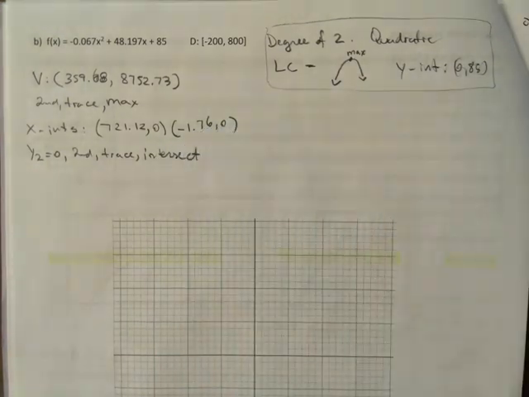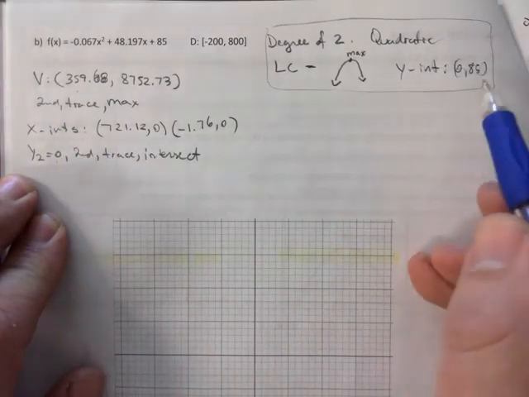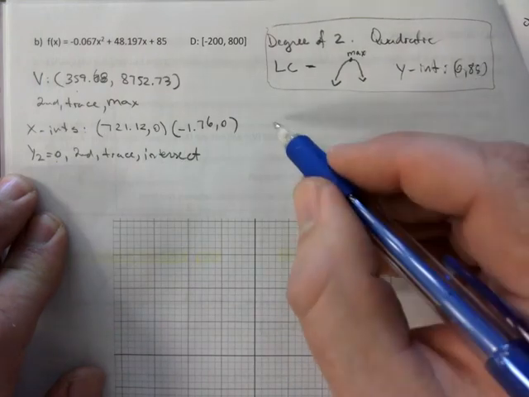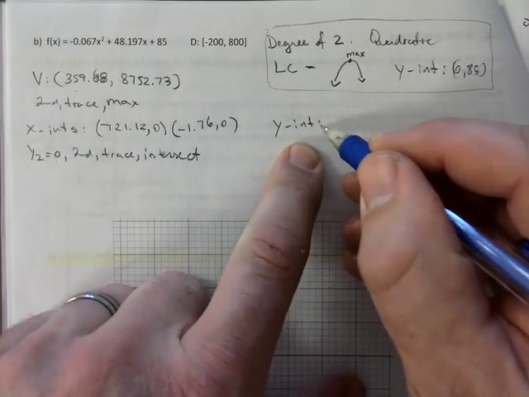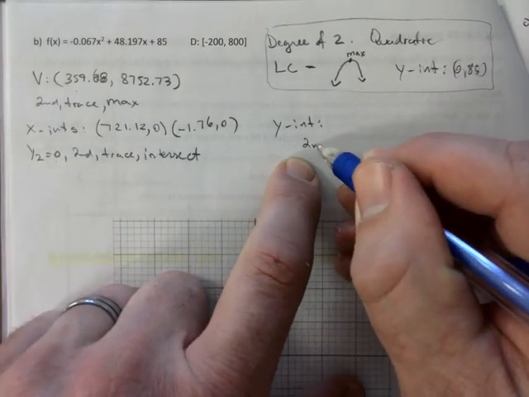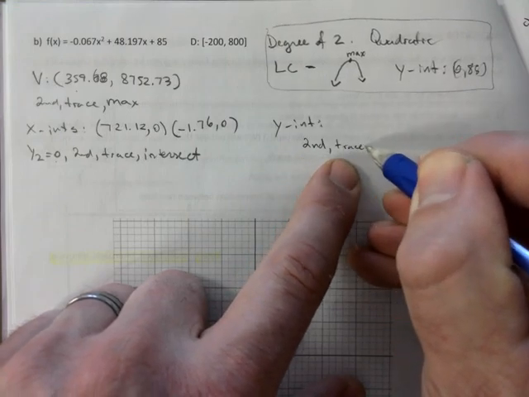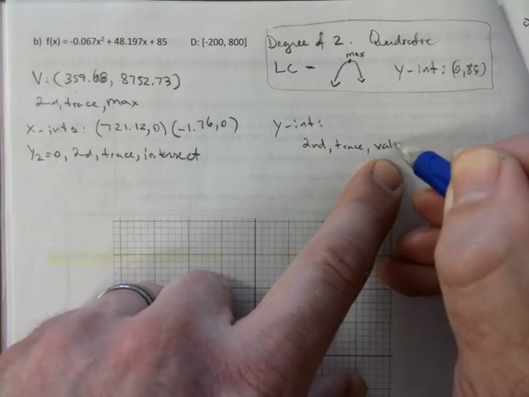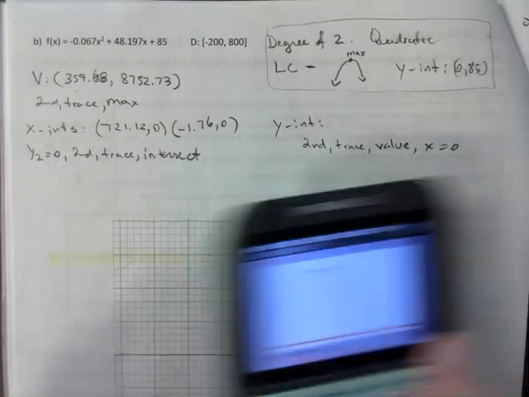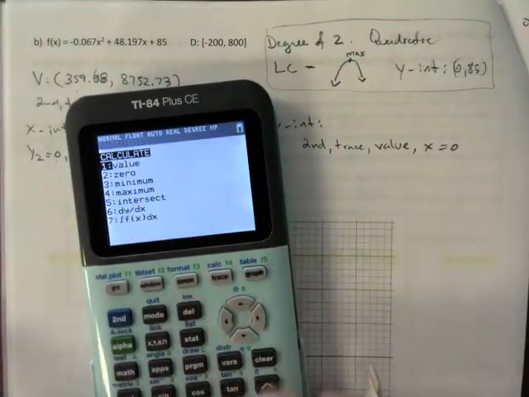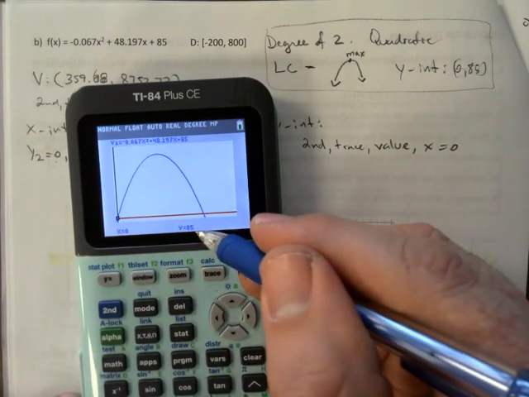Okay, I found it with the calculator. So I have the vertex, I have the x-intercepts, and I have the y-intercept. Let's say you forget that that is the y-intercept. This is what you can use, because you're going to need it for the other functions. Second trace value, and you let x equal to 0. So if you go second trace value, let x equal to 0, there it is, it's 85.